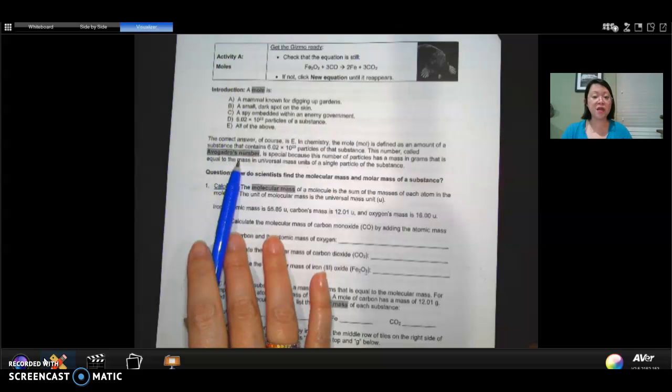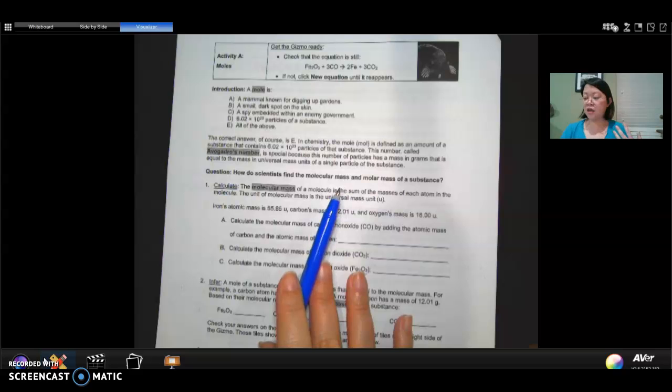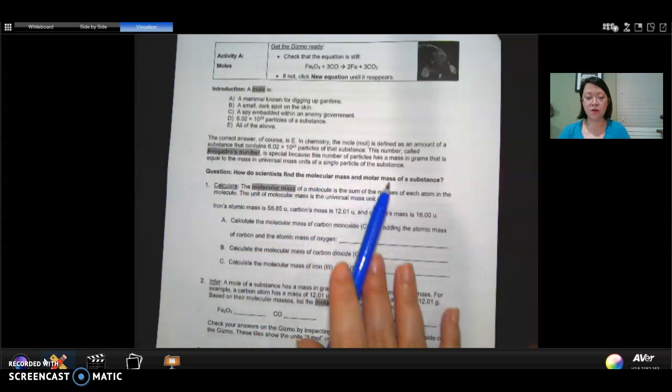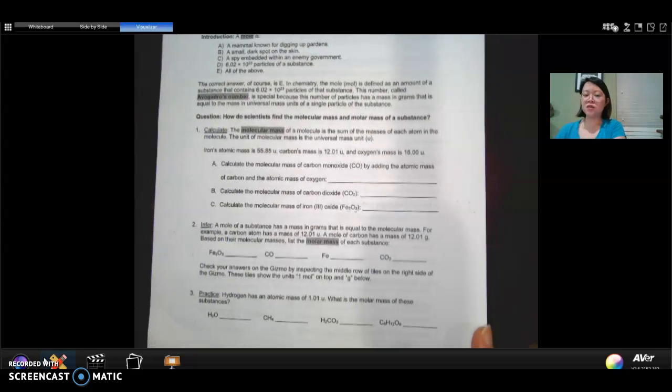And that's special because this tells us the number of particles that has a mass in grams equal to the mass in universal mass units of a single particle of that substance. So to help us recap, we're going to do a little bit of calculations.